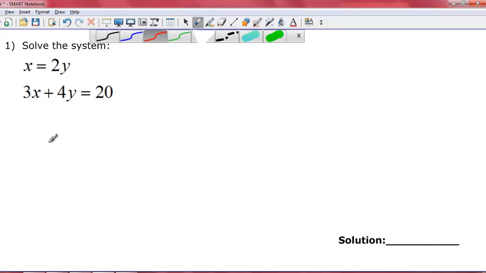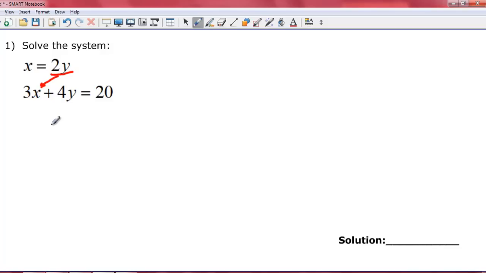So we want to solve this system using substitution. You notice that the first equation says x equals 2y, and the bottom equation says 3x plus 4y equals 20. So we're going to take 2y and substitute it in for the x into the second equation.